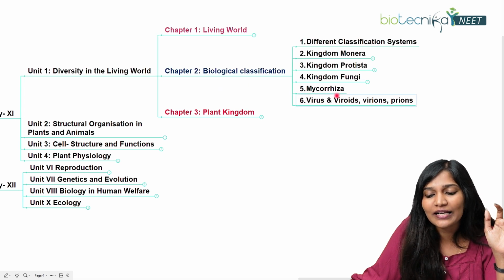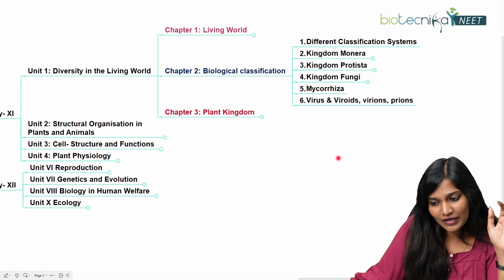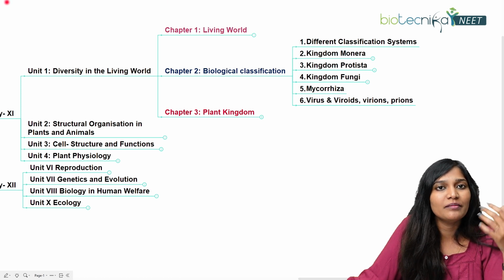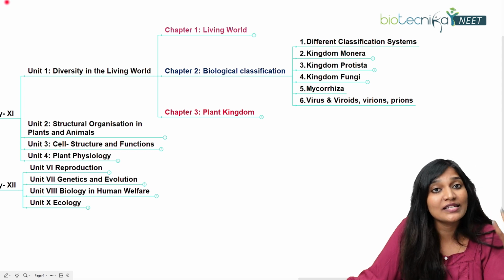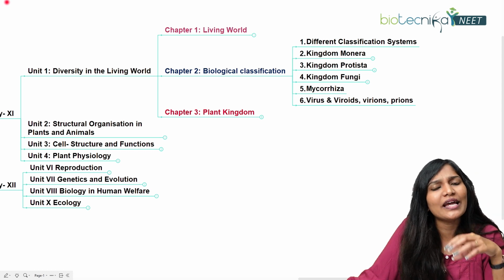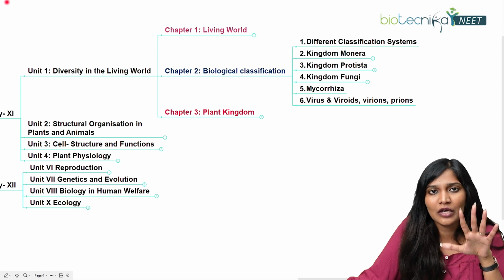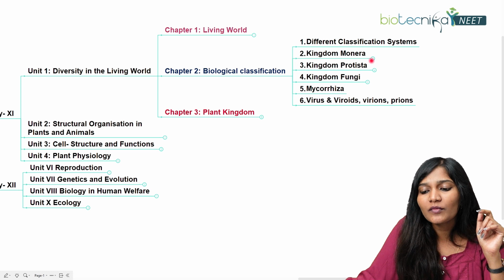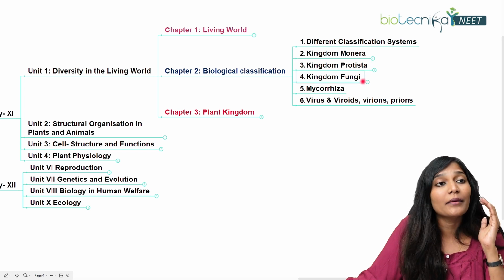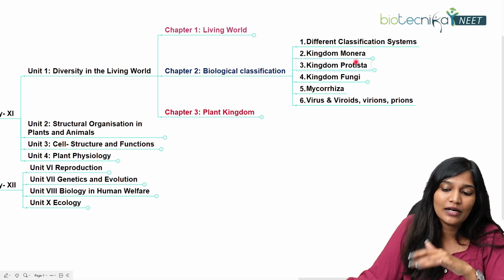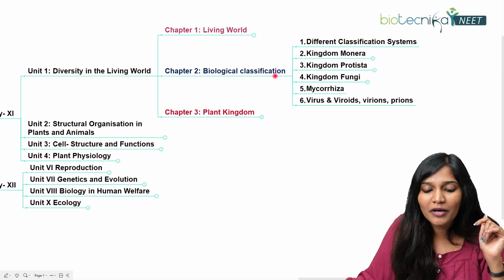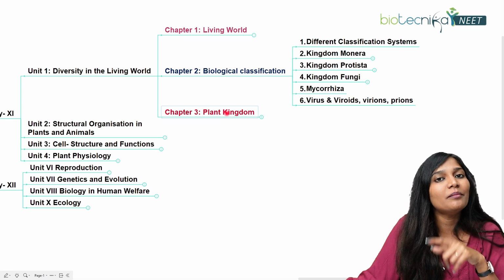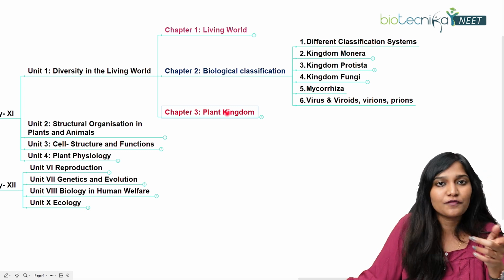And in biological classification, there are different types of classification. Let's start off with the 3 kingdom classification, 4 kingdom classification, 5 kingdom classification, 6 kingdom classification. But the most widely accepted is the 5 kingdom classification. You can see kingdom Monera, Protista, Fungi, kingdom Plantae, kingdom Animalia. So we have 5 kingdoms, and in this chapter on biological classification we'll be studying the first 3 kingdoms, and in the next unit we'll be studying the plant kingdom. Animal kingdom is the next one, which is for zoology.